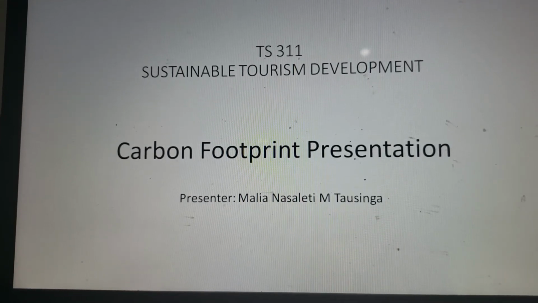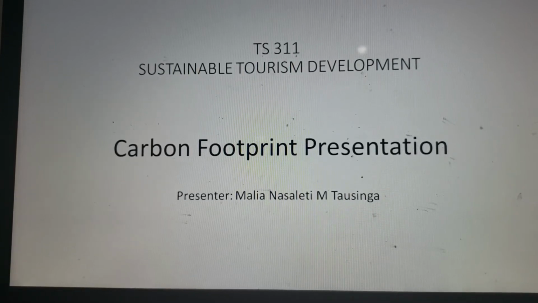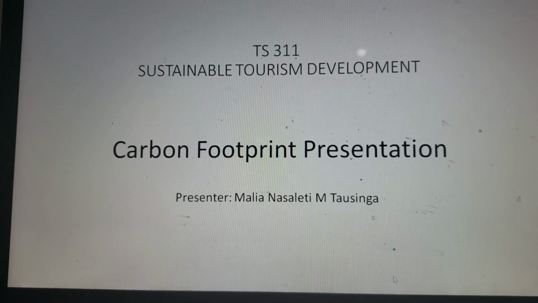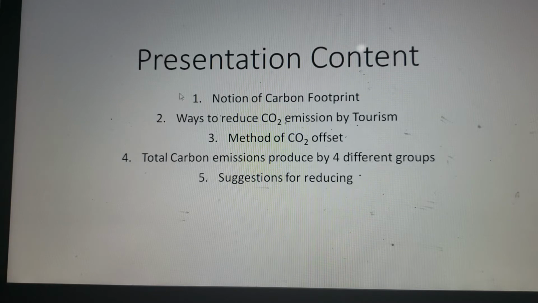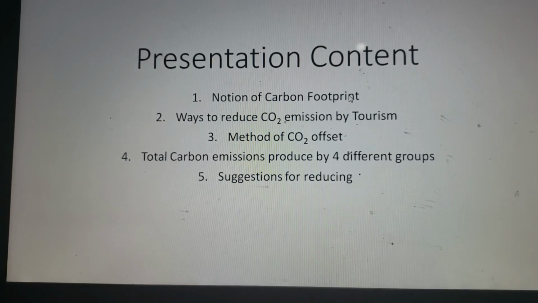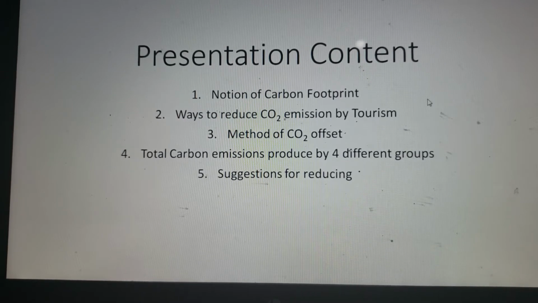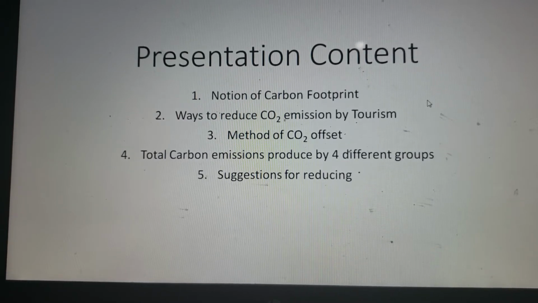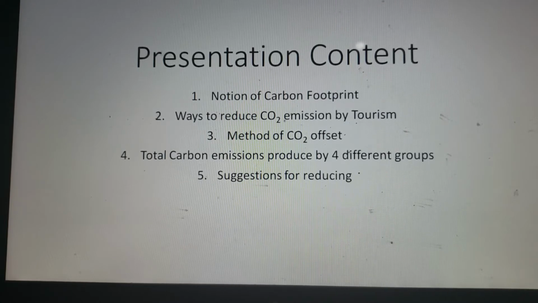My name is Maria Tausinga, and today I'm going to do this PowerPoint presentation on carbon footprint. In this presentation, I will talk about the notion of carbon footprint, ways to reduce carbon dioxide emission by tourism, the method of carbon dioxide offset, and then look at some tourism industry travel activities, which were given in our assignment handout.